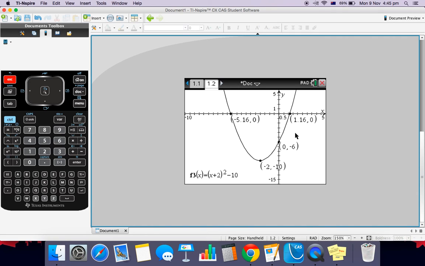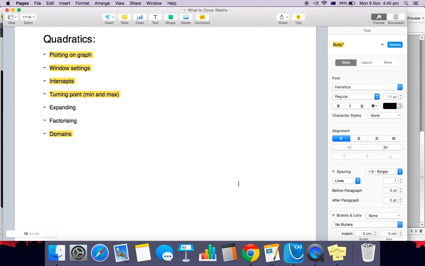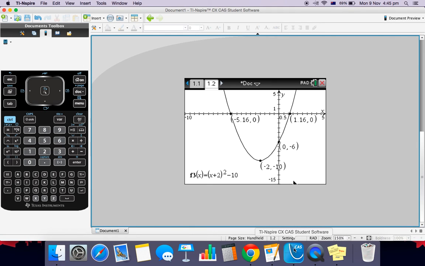Now, I'm also going to show you how to expand, factorize, and plot domains in a quadratic form. However, I'm going to do that in the next video, just in case you only wanted sections, to make it a lot easier.